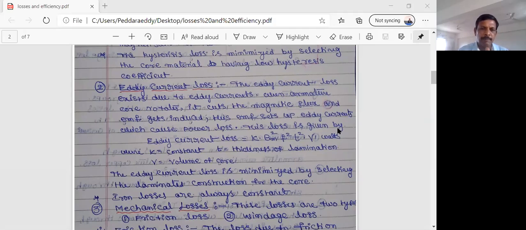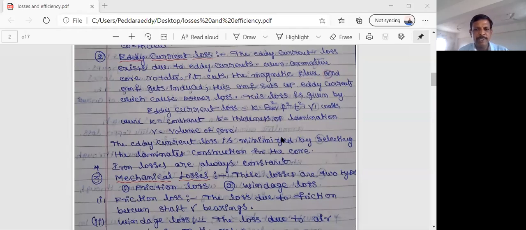So when flux cut takes place, an EMF is induced in the core. The laminated part, or the laminated structure, is a closed path now. When there is a closed path, the voltage or the EMF converts into current. This current is called eddy current. So how to reduce the eddy current?